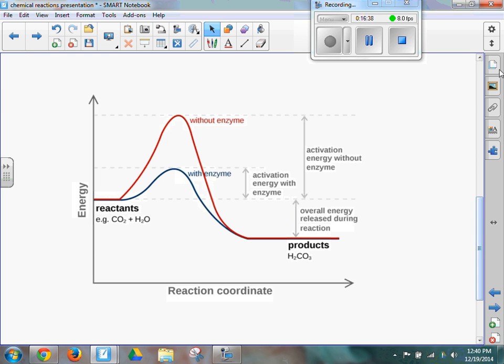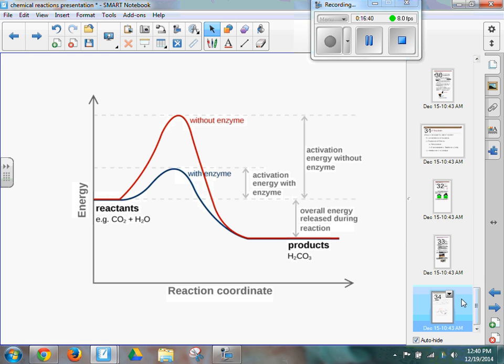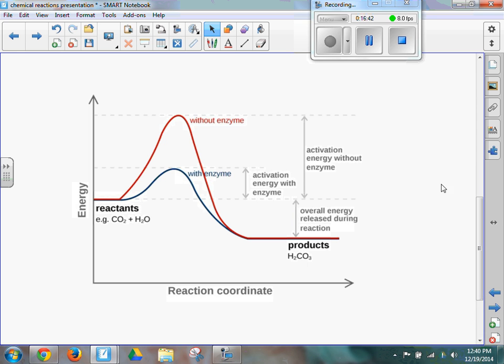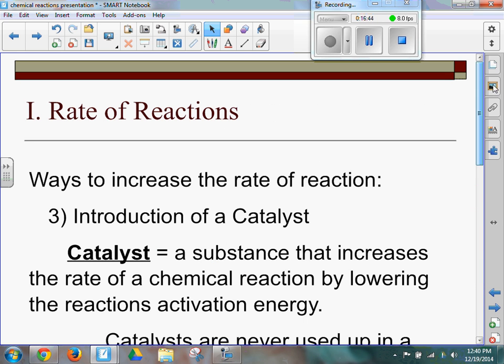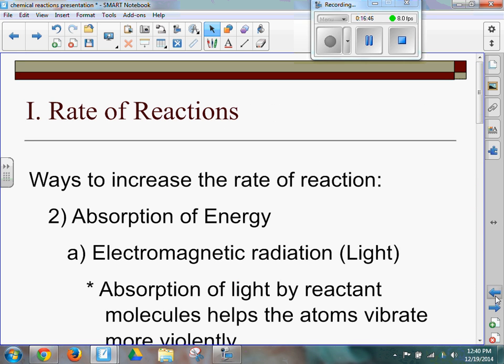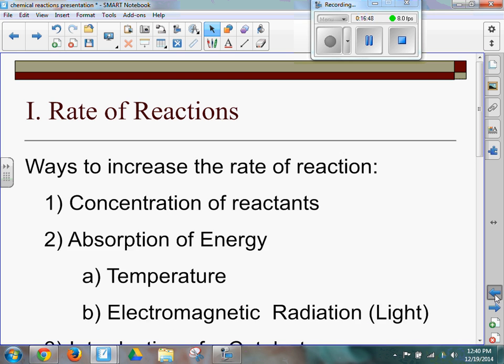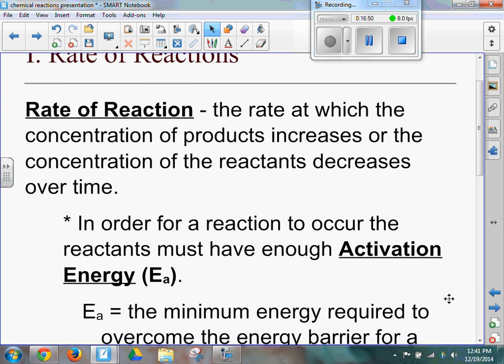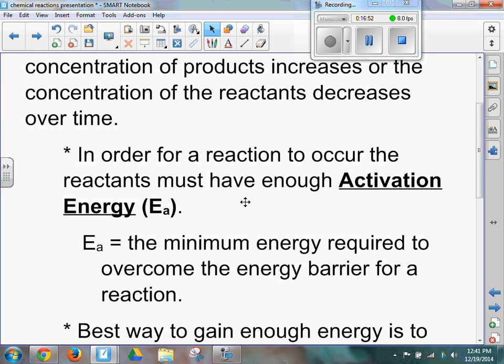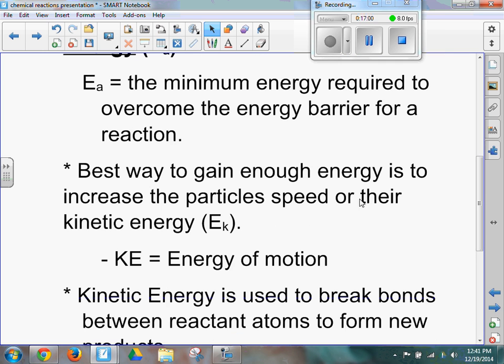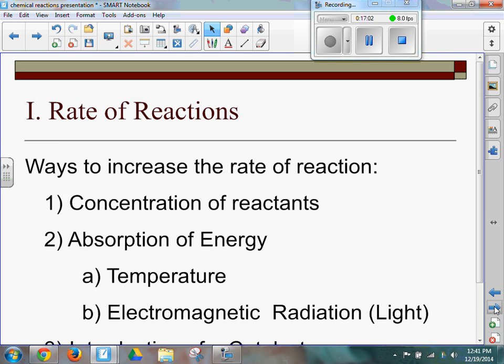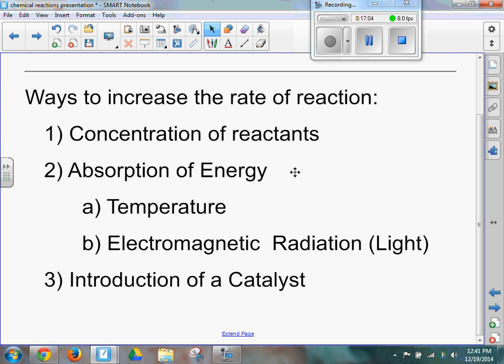So that's kind of the end of the presentation as far as what we're talking about and what we're trying to get across here. Remember, the main things that we're talking about here are ways to increase the rate of reaction. To increase the rate of reaction, you have to first get over the activation energy hump. In order to do that, you have to increase your kinetic energy. There are a few ways to increase the reaction rate.